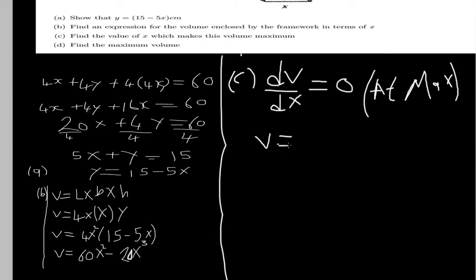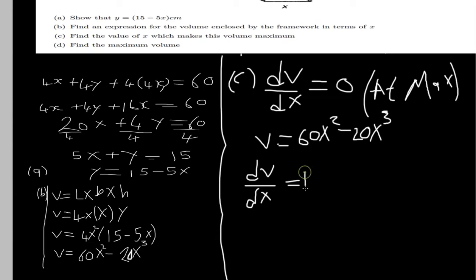V is equal to 60x squared minus 20x cubed. So dV/dx is equal to, for 60x squared, when you differentiate it, you multiply 2 times 60, you get 120.